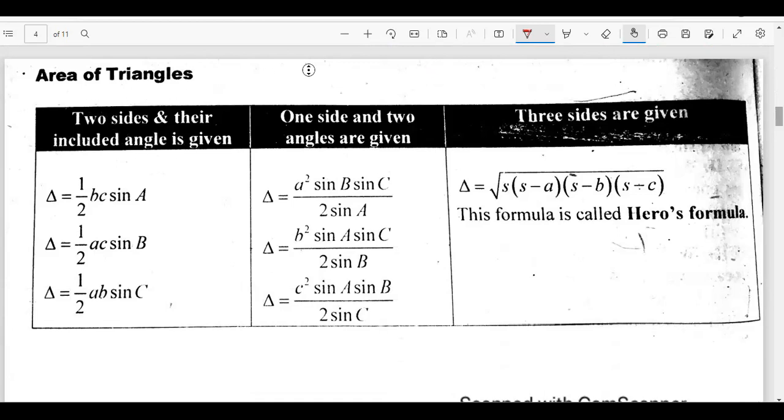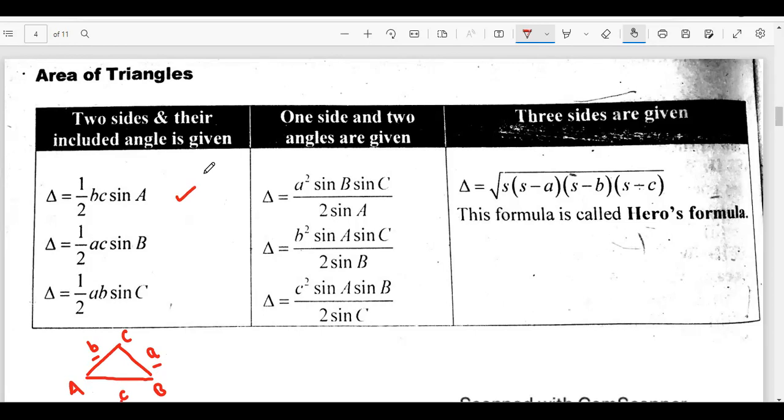Let's say you have two sides and their included angle given. For example, you have a triangle A, B, C, with small c, small a, small b. For some scenario, you have two sides and you do not have the third side. You do not have A, but you have the angle opposite to that side A, that is capital A. So you can use this formula directly for finding the area. It is half BC sine A.